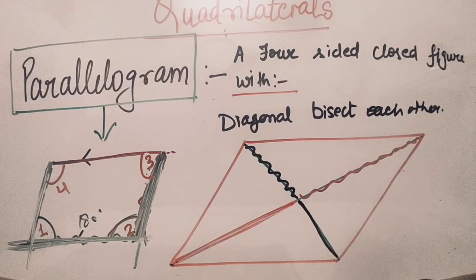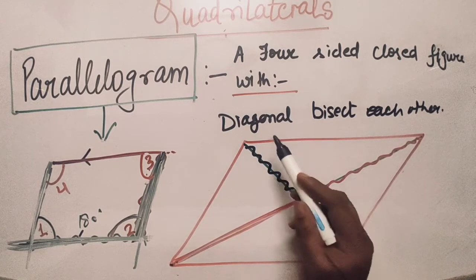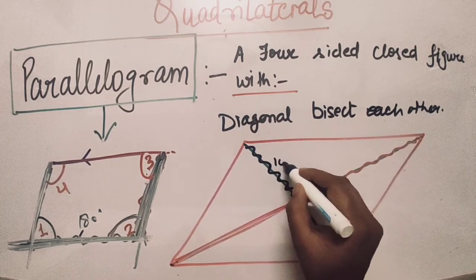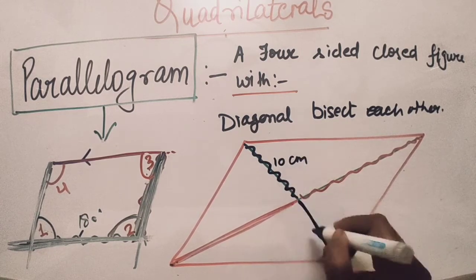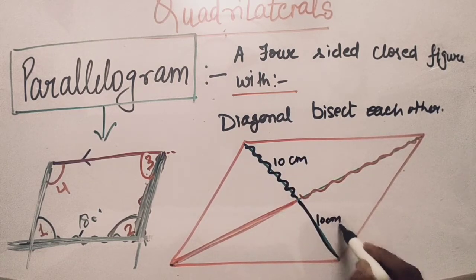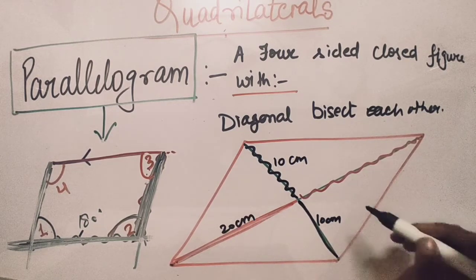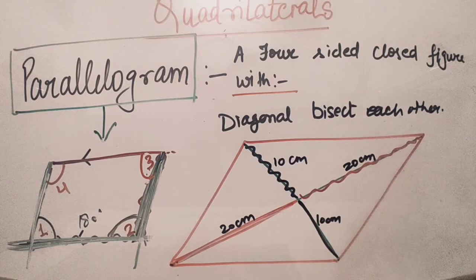Already in our classes we have measured and proved this. Whenever any parallelogram is given to us, we can say that diagonals always bisect each other. It means if this portion is 10 centimeters, then the other part of the diagonal will also be 10 centimeters, and similarly if it is 20 centimeters, then the other part of the diagonal will also be 20 centimeters. So these are the basic properties of a diagonal.